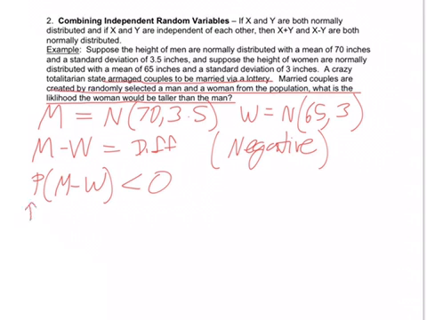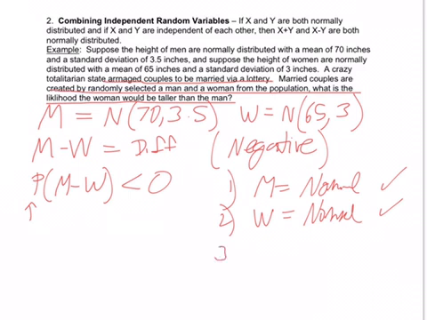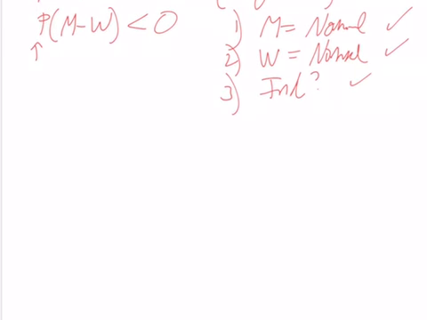Now, the only way we can answer this probability question is if we have a very, very special case. Okay, and that would be: one, is the first random variable M normal? Okay, check. Second thing, is the second random variable W normal? Okay, check. Third, are the two values independent of each other? Check. And that's why I wanted these marriages to be arranged by a lottery, so the values of M and W are independent of each other. So now we have an important situation here. The random variable M minus W, therefore, is also going to be part of a normal distribution.